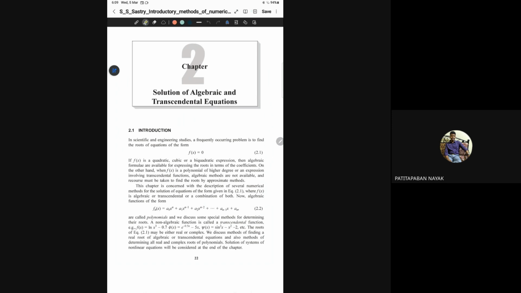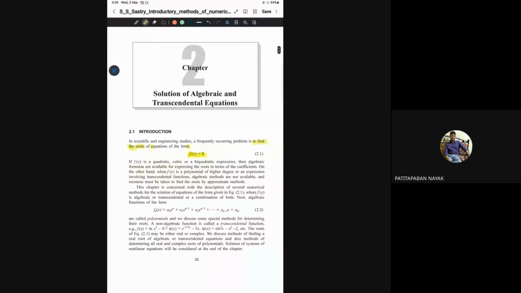You know, in science and engineering, the most frequent problem is basically to find the roots of the equation of the form f(x) equal to 0. f(x) could be quadratic, cubic, biquadratic, or any polynomial equation. All right, any polynomial equation it could be.